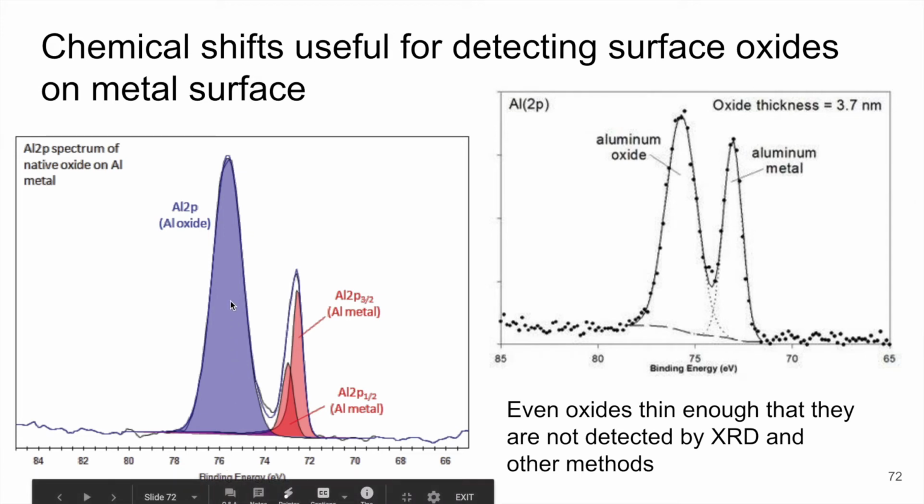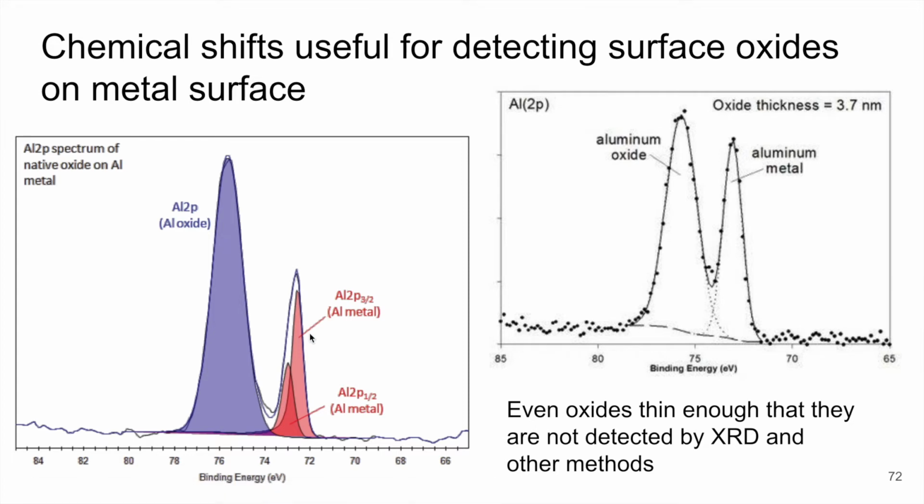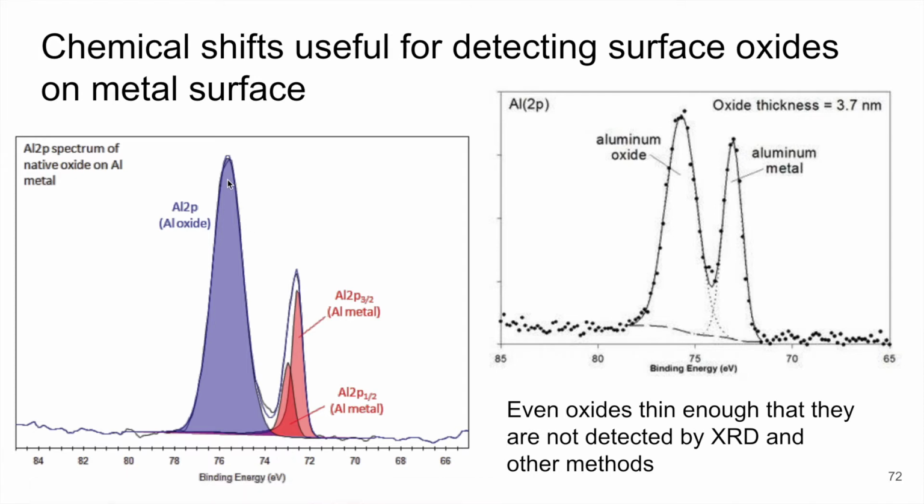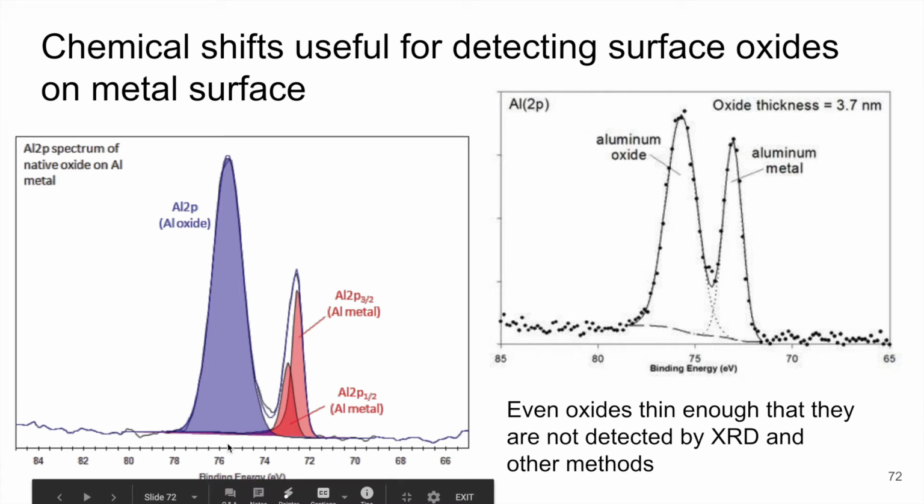But that's for the oxide. But aluminum metal tends to have a native oxide on the surface. And so the aluminum peaks are over here closer to 73, but it does have an oxide shifted to higher binding energies because the aluminum would be positively charged. And so we see that around 76.